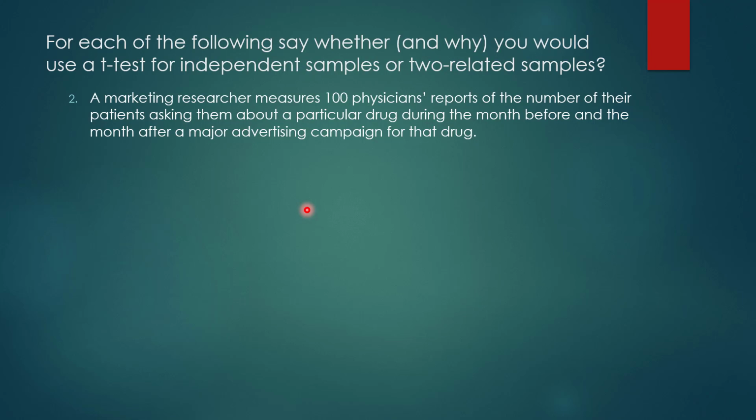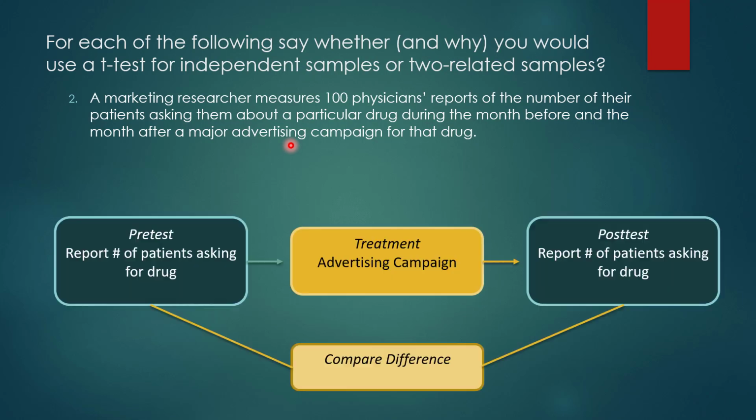Here's another example. A marketing researcher measures 100 physicians' reports of the number of patients asking them about a particular drug during the month before and after a major advertising campaign. So again, here we have a pre-test, the number of patients asking for a drug, and we have a post-test, the number of patients asking for a drug. We have a treatment, the advertising campaign, that happens in the middle, and we compare the differences.